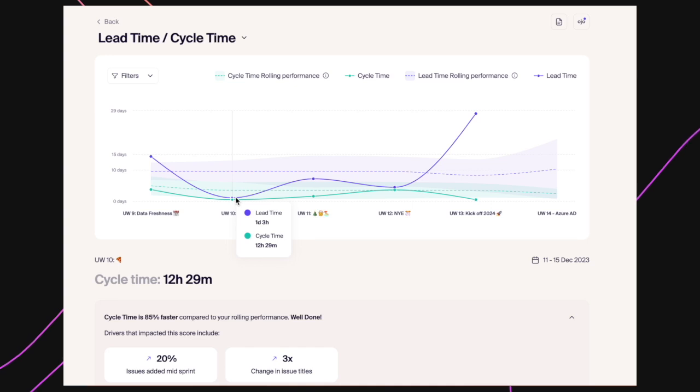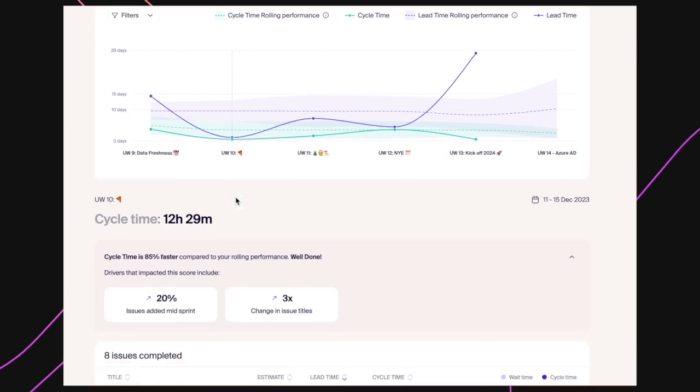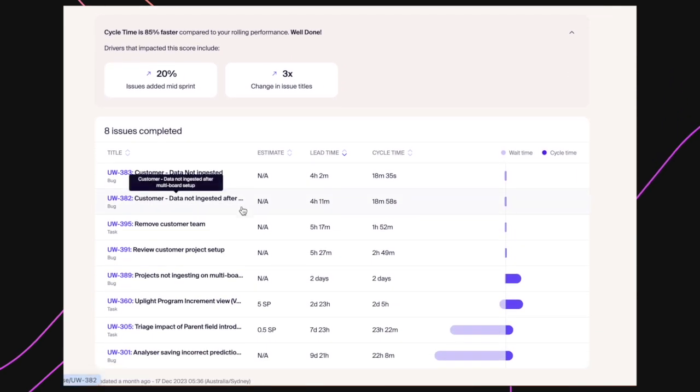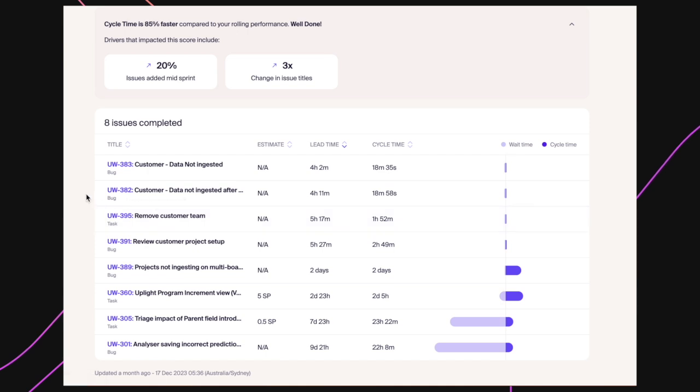In this case, for the selected interval, UW10, we can see that cycle time is faster, and Umano is sharing context as to what's driven that. In the surfacing table below, you have all of the issues that you've worked on and completed that have affected your score for that sprint. And in this case, each issue has its own score for both lead and cycle time.